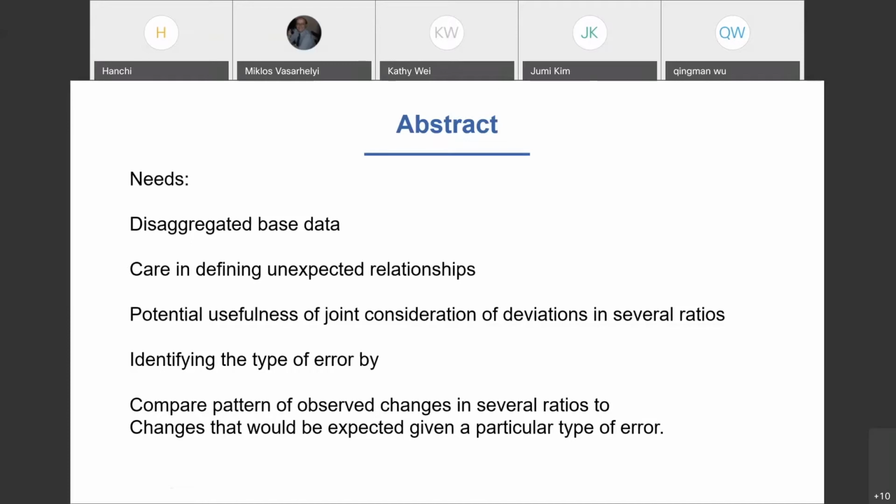In this paper, they try to define the type of error by comparing the pattern of observed changes in several ratios to changes that would be expected given a particular type of error.